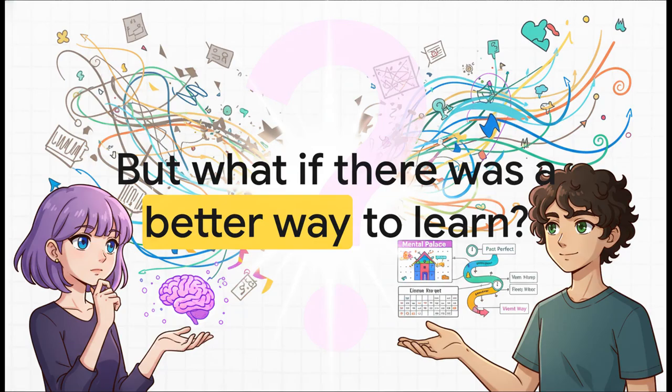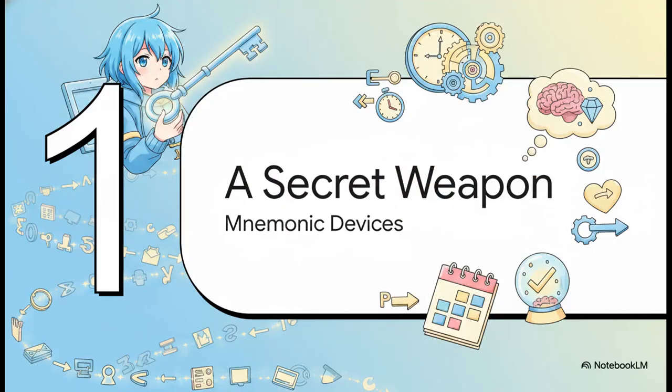What if we could just toss out these complicated charts and replace them with something way more intuitive, something more creative? Well, the good news is we absolutely can. Let's dive into a much better way to learn. So what's the secret? It's something called mnemonic devices. That might sound super technical, but trust me, it's actually one of the most natural ways to learn anything. It's all about creating little mental shortcuts that make complex info actually stick.